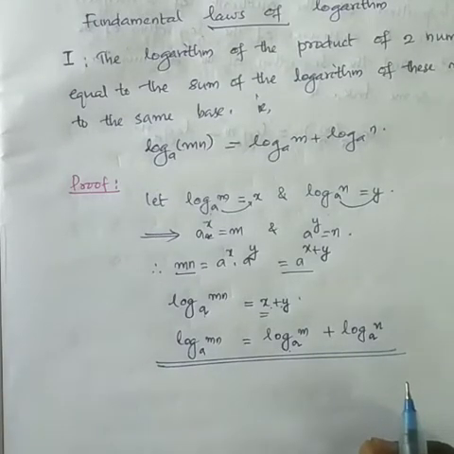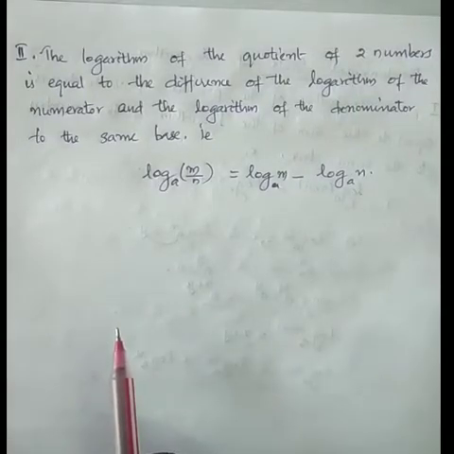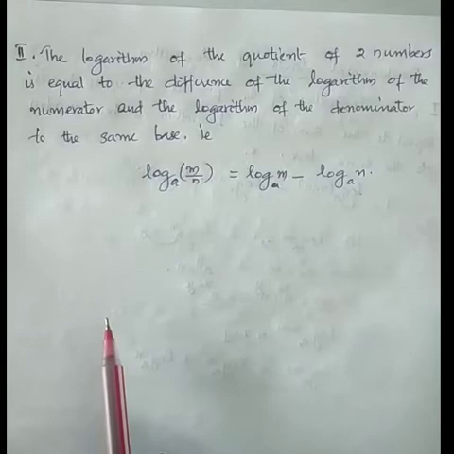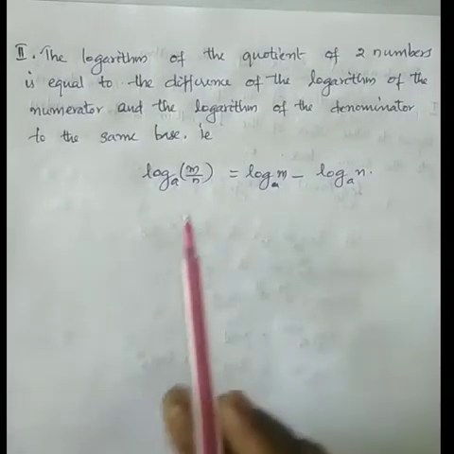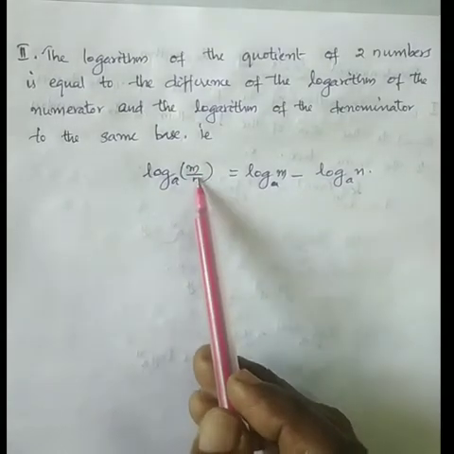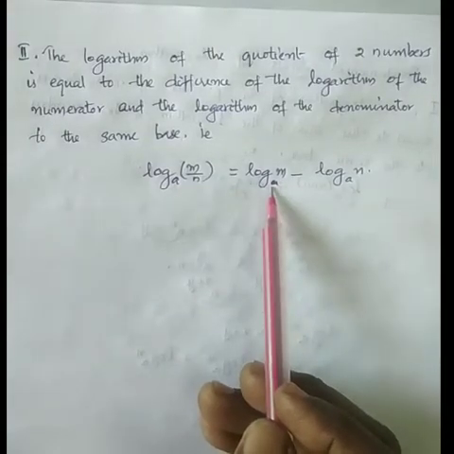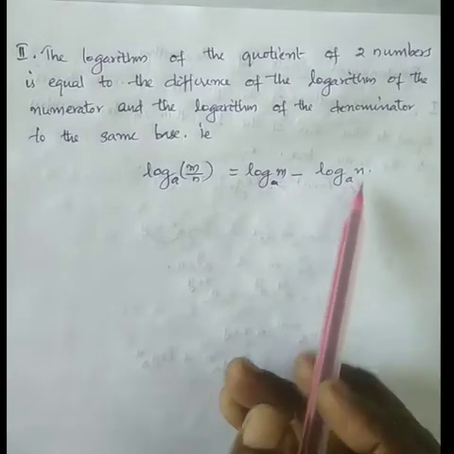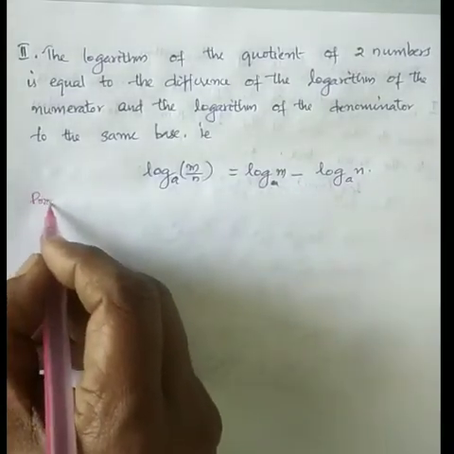Second law: the logarithm of the quotient of two numbers is equal to the difference of the logarithm of the numerator and the logarithm of the denominator to the same base. That is, log m by n to the base a equal to log m to the base a minus log n to the base a. Now let's see the proof of this.